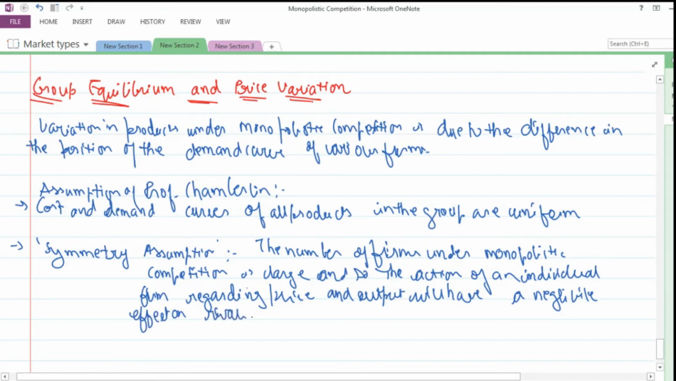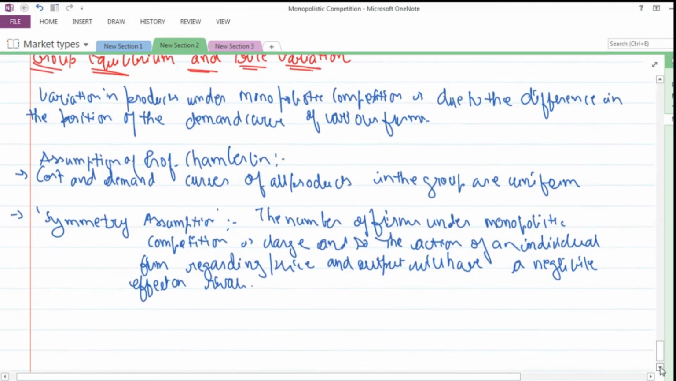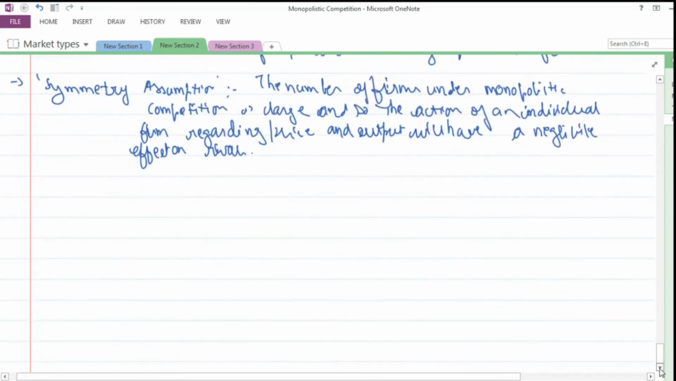Based on these assumptions, short-run equilibrium of the firm can be depicted like this. So we have two figures here. We would be drawing two figures. The first one is a short-run equilibrium, and the second one is a long-run equilibrium.